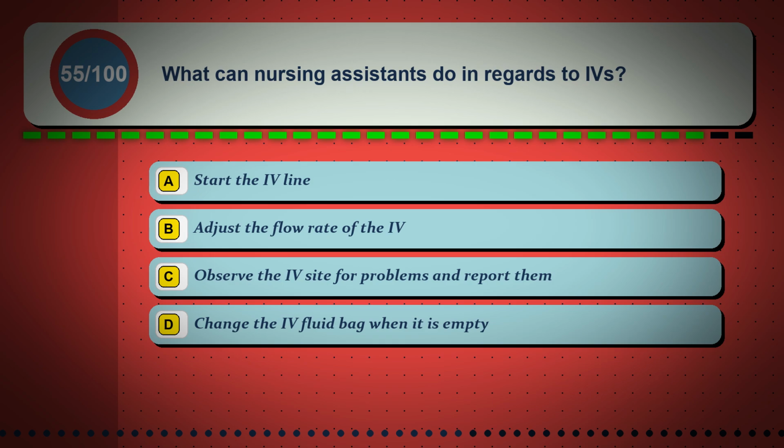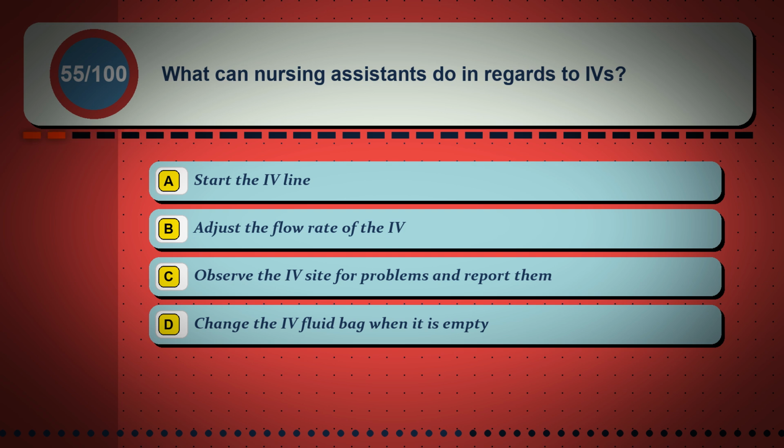Question 55. What can nursing assistants do in regards to IVs? Option A, start the IV line. Option B, adjust the flow rate of the IV. Option C, observe the IV site for problems and report them. Option D, change the IV fluid bag when it is empty.